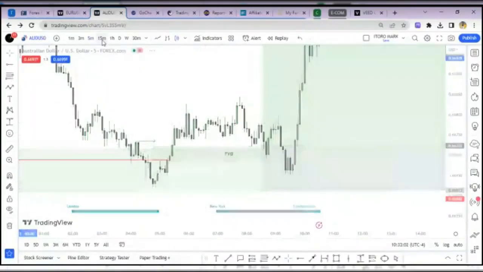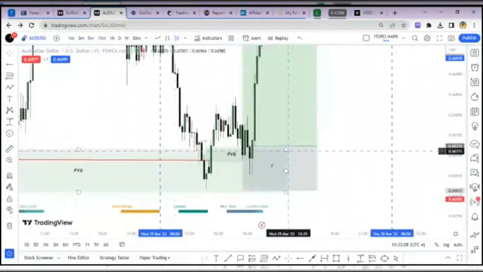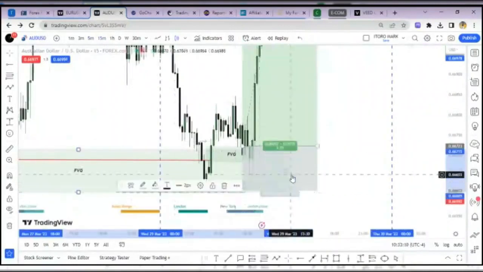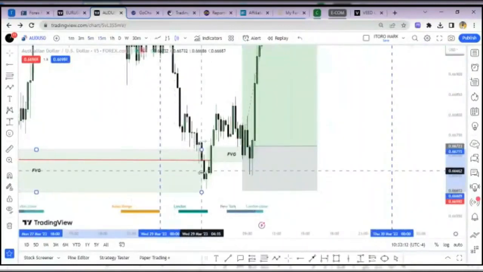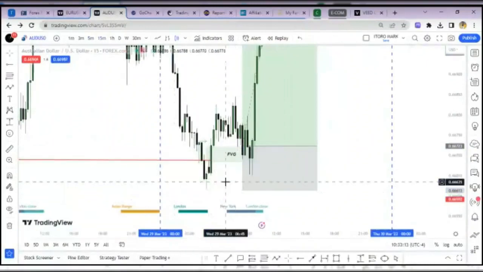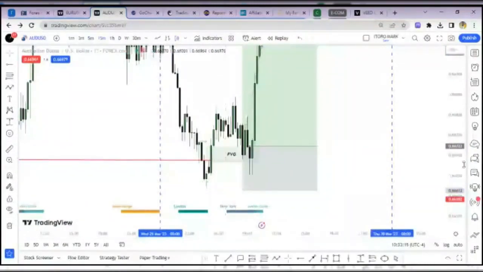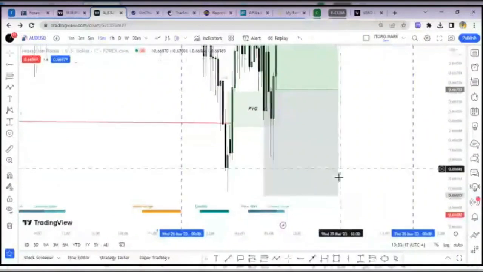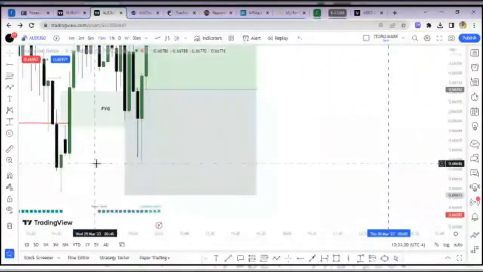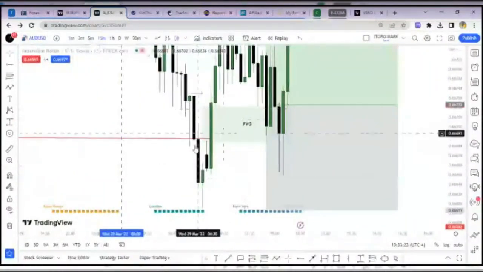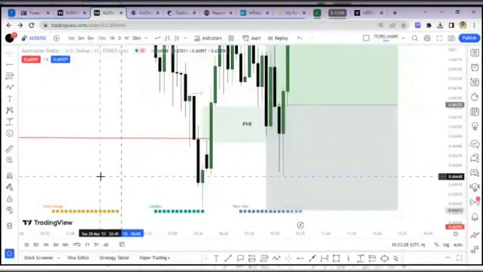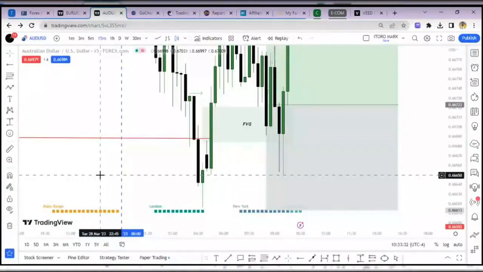fair value gap on the 15-minute time frame. Let me take out this 1 hour fair value gap. So as you can see, this is the 15-minute time frame, and that was where the entry was made. So if you can spot a fair value gap on the 15-minute time frame, there is no need for you to go lower to the 5-minute time frame to look for a fair value gap. This is enough.